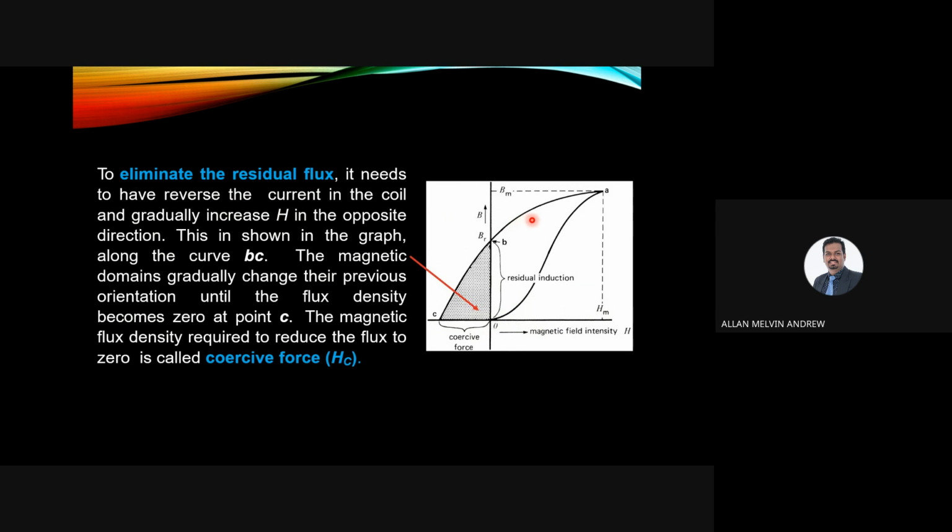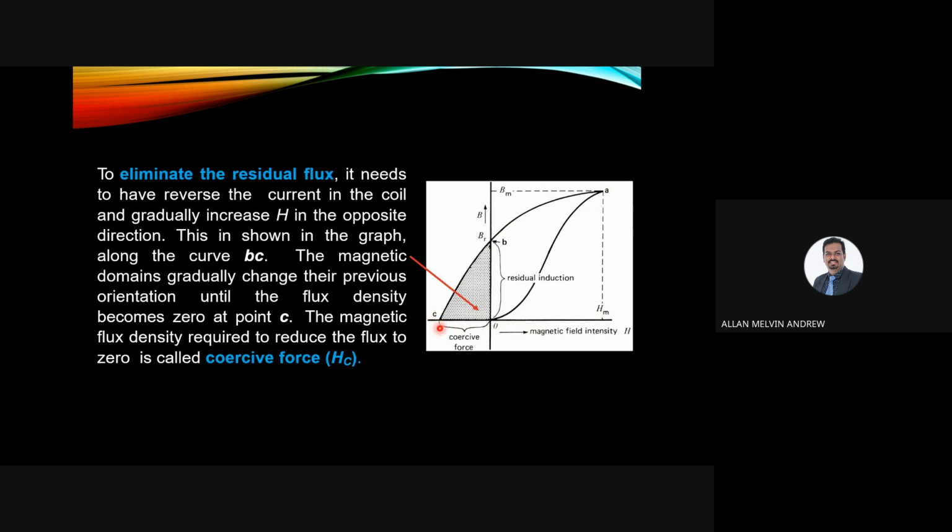So after some time, we can see this curve will go down until it reaches zero. It's supposed to follow here and reach zero, but no, it goes until here. So we further push it to reach zero. The magnetic domains gradually change their orientation until the flux density becomes zero at point C.